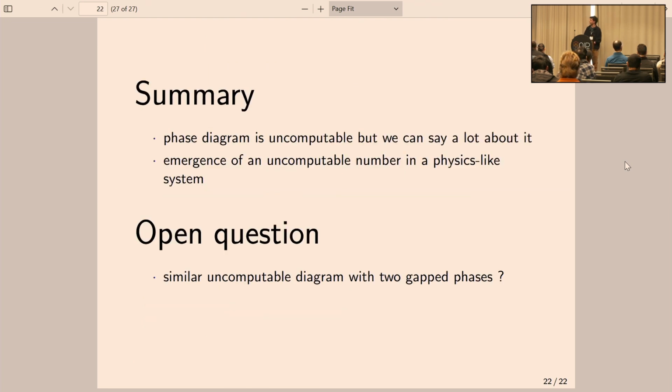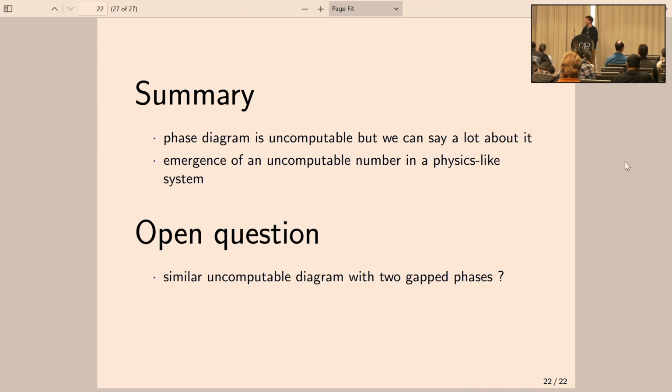So in summary, we have managed to write down a Hamiltonian such that the phase diagram is uncomputable, and yet we can really say rather a lot about it. And furthermore, it's got this uncomputable number attached to it, describing its macroscopic properties, even though all the microscopic interactions are fully computable, which is quite interesting.